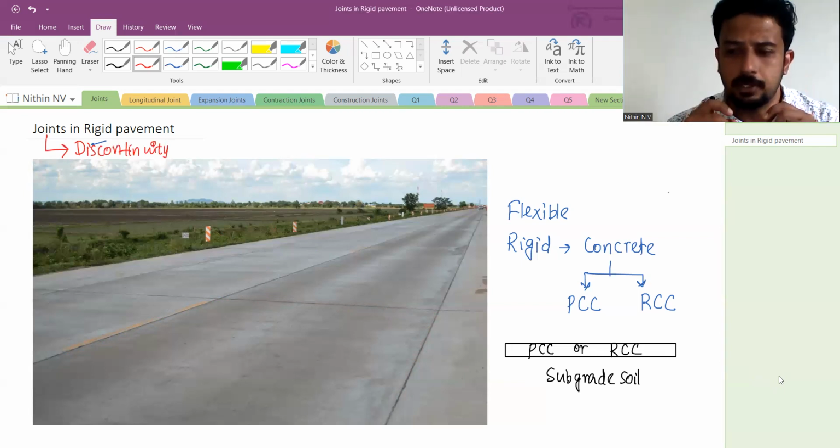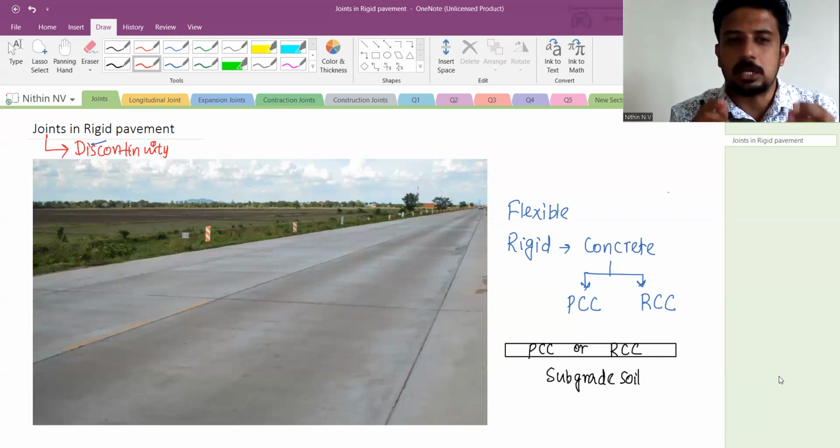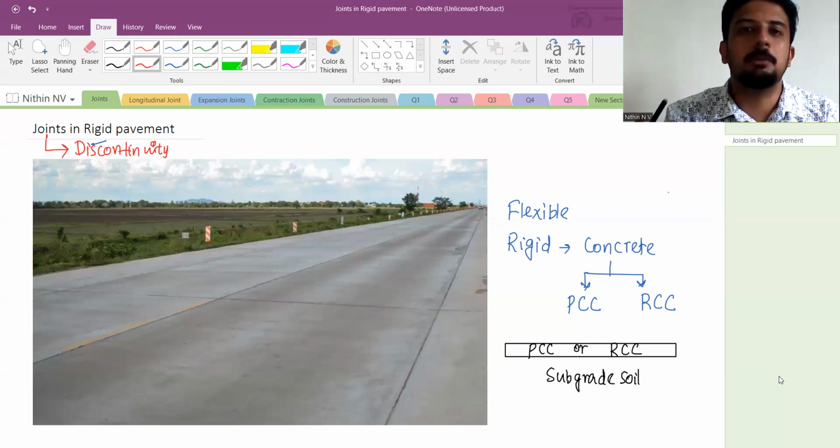The word joint you might have already heard before, right? If you have two different things, we can join them using nut and bolt and so on. So this joint is not that joint. Here, joint indicates the discontinuity or gap in the rigid pavement. So how does this gap come? Because we are going to construct our rigid pavement slab by slab.